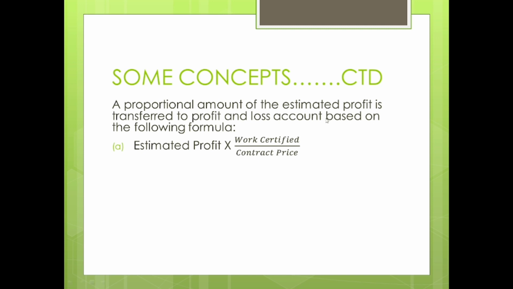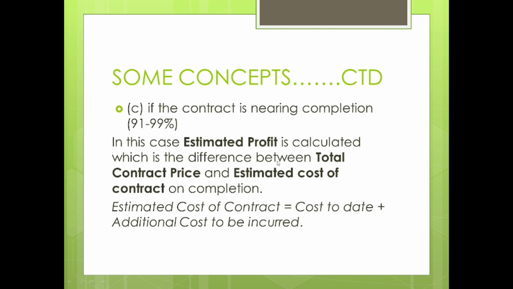A proportional amount of the estimated profit is transferred to profit and loss account based on the following formula. So estimated profit into work certified to contract price. So what is estimated profit? I've already told you that estimated profit is the difference between the contract price and estimated cost of contract. And how estimated cost of contract is calculated, I already told you. It is the addition of the cost till date plus how much more cost is likely to be incurred. So I get estimated profit.